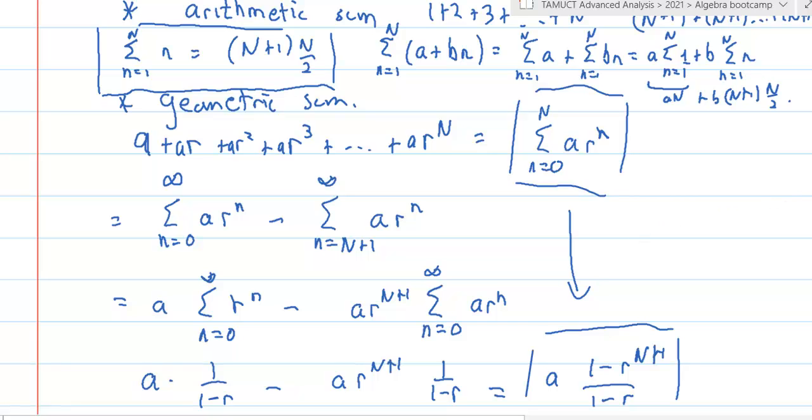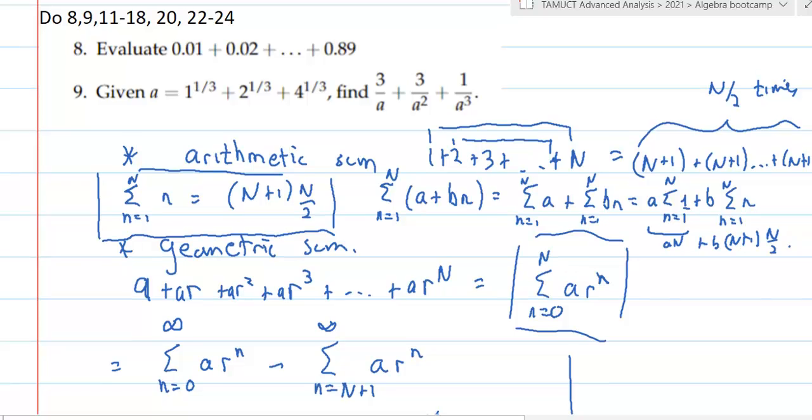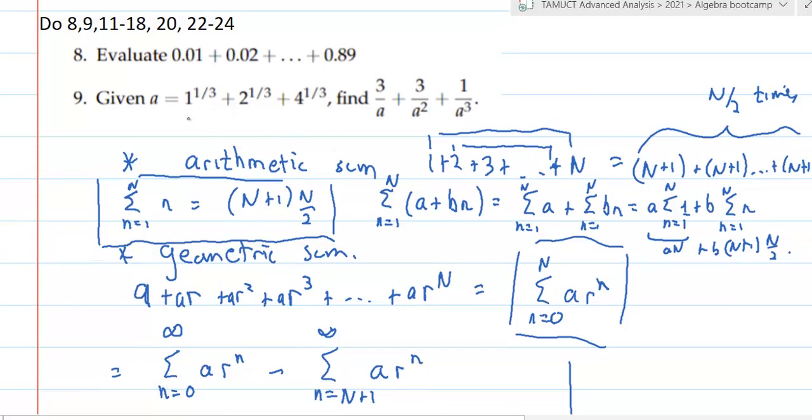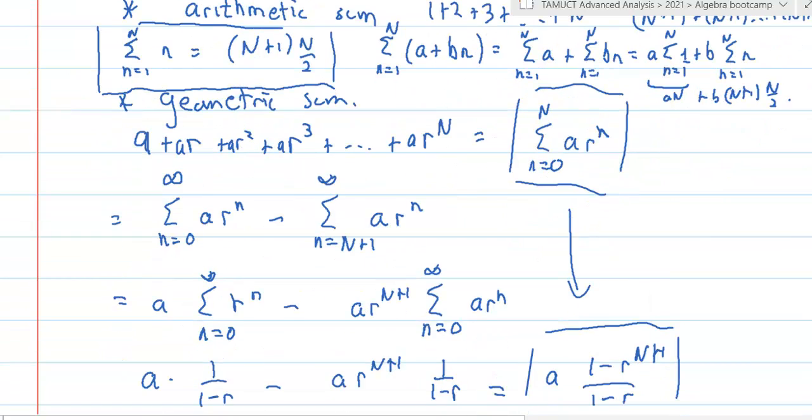Now, how does that apply to problem 9? I will say that this here looks kind of funny. A equals 1 to the 1/3 plus 2 to the 1/3 plus 4 to the 1/3. All right. Now, in fact, these are the first 3 terms of a geometric series. All right. So I'm going to leave you with that. These are the first 3 terms of a geometric series, so you can use the geometric series formula.